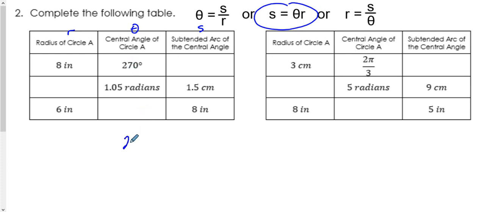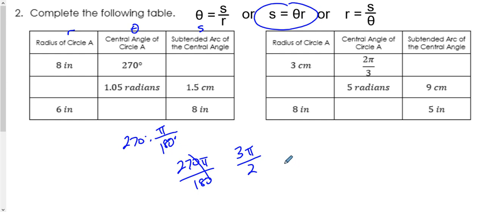So we're going to take 270 degrees. We're going to multiply it times pi over 180. So that ends up being 270 pi over 180. I hope you guys can see that you can knock those zeros off, and it looks like 9 goes into both of those. So we end up with 3 pi over 2. We're going to multiply it times 8 because that is the radius. Remember, theta times radius equals subtended arc length.